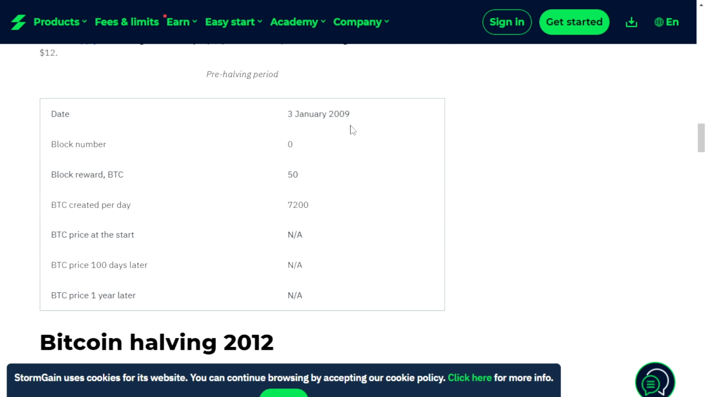But let's get back to the halvening. As we said, Bitcoin started in January 2009. 50 Bitcoin was the reward for the miner that solved that puzzle. Again, that happens automatically with the machine you're using by guessing at an answer. And then 7,200 Bitcoin was mined per day, and again, about 2 million per year.